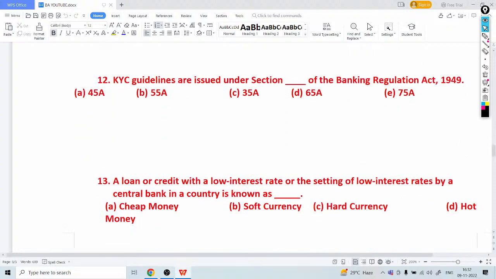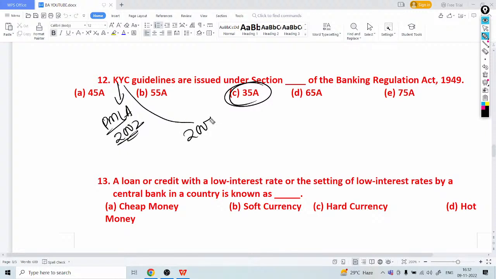KYC in India is implemented as per Section 35A of the Banking Regulation Act 1949, and it was started as per the Prevention of Money Laundering Act 2002. KYC in India was started in the year 2006. Okay. Question number 13.